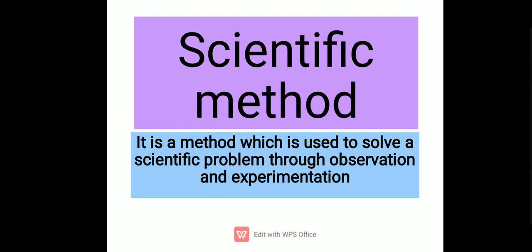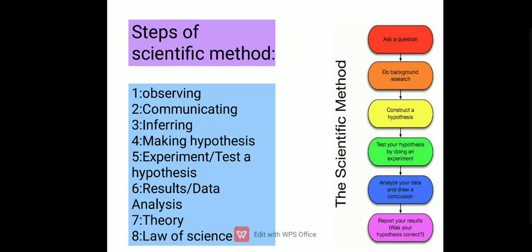So dear students, the first thing that I want to tell you over here is that the scientific method is actually a method which is used to solve a scientific problem through observation and experimentation, right? And if we go forward, it is a systematic method, meaning that it has following steps that we have to follow, and we are bound to follow these steps, right?